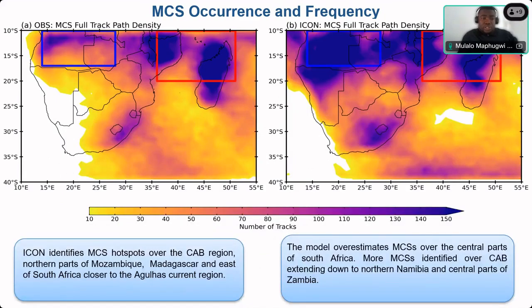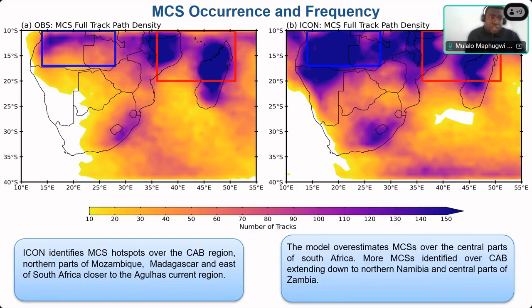So when it comes to the results, we have focused on the whole of Southern Africa, south of 10 degrees south, that's just south of the equator. We focused on two subdomains, the one in blue and the one in red. The one in red is around the Mozambique Channel, which is over the east of Southern Africa, and the one in blue is over the region we call the Congo Air Boundary region.